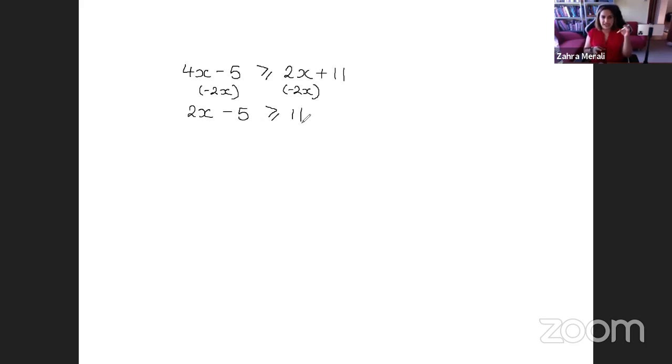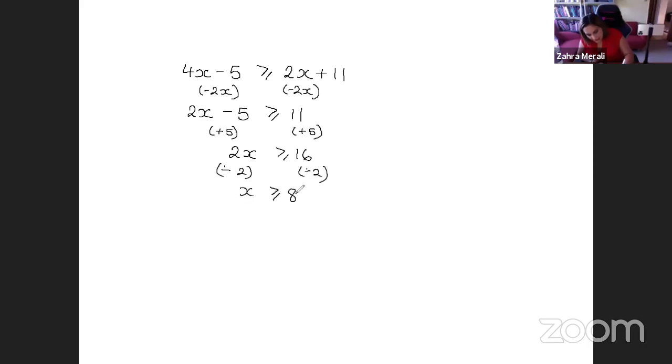I'm then going to add 5 onto both sides to get rid of it onto the other side, because we've got something minus 5 is bigger than or equal to 11. So if I add 5 on this side, I add 5 onto this side, I've got 2x is bigger than or equal to 16. So that's 2 times something is bigger than or equal to 16. Divide both sides by 2. And you've got x is bigger than or equal to 8.